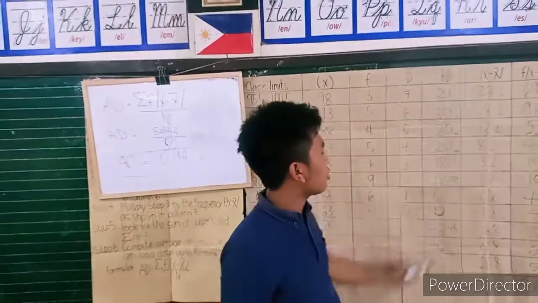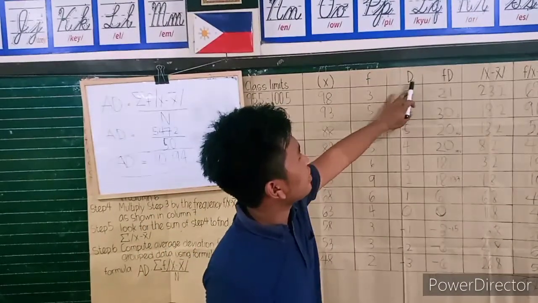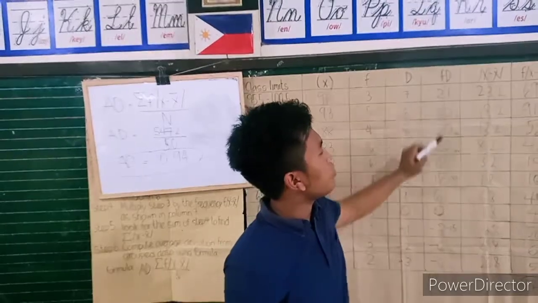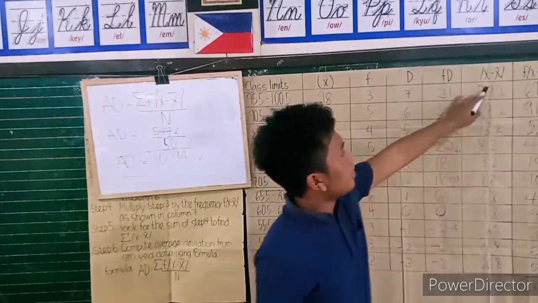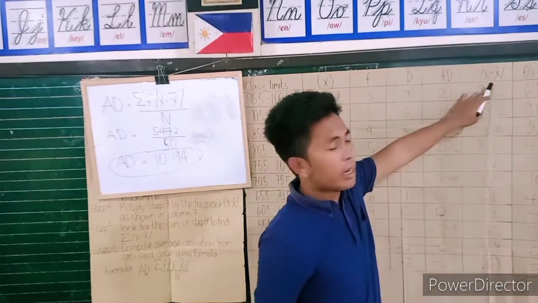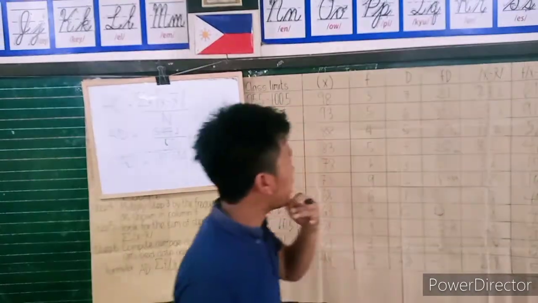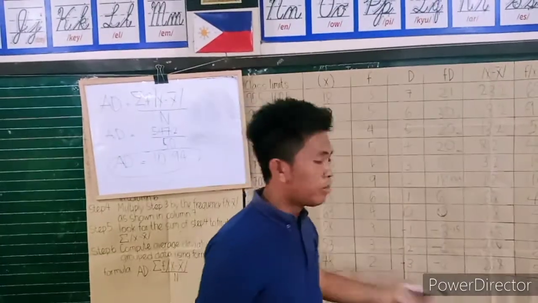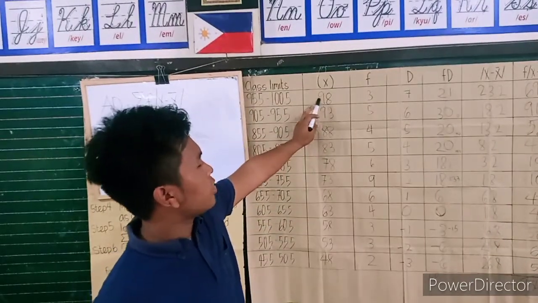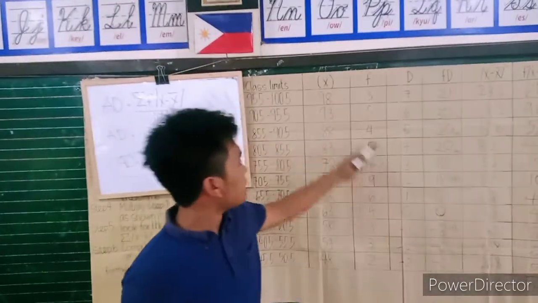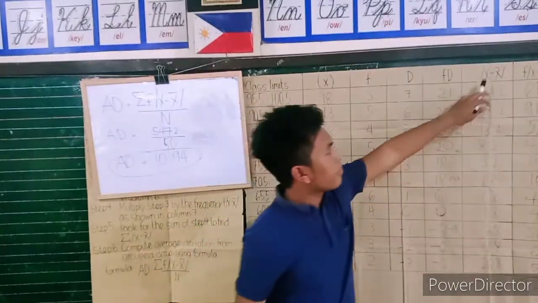How do we get the frequency deviation? We multiply the frequency by the deviation. 3 times 7 equals 21. 5 times 6 equals 30. That is how we get the frequency deviation. Then, the number of scores or midpoints minus the arithmetic mean. We got the arithmetic mean in step number 1. 118 minus 98 gives 23.2. 118 minus 93 gives 18.2. That is how we get this.